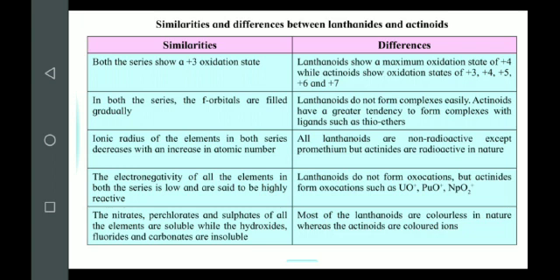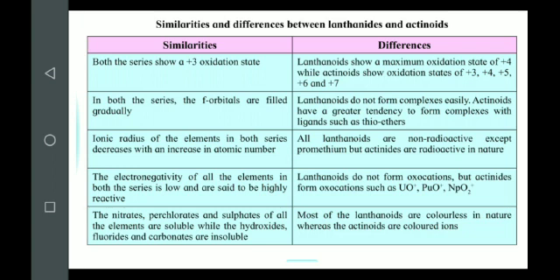The next one is that the electronegativity of all the elements in both the series is low and they are said to be highly reactive. We know that lanthanoids and actinoids are termed inner transition metals, and metals have very low electronegativity. So like that, lanthanoids and actinoids also have very low electronegativity and are highly reactive.